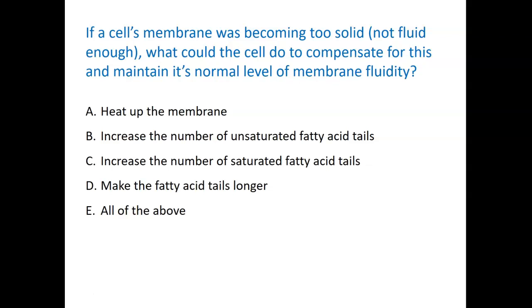If we make the fatty acid tails longer, it does the same thing. You're going to be decreasing fluidity because, again, you've got more fatty acids to interact with. So the correct answer, again, is answer B. If we increase the number of unsaturated fatty acid tails, you're going to be creating those double bonds and a kink in the structure, and that's going to result in an increased fluidity in the membrane.